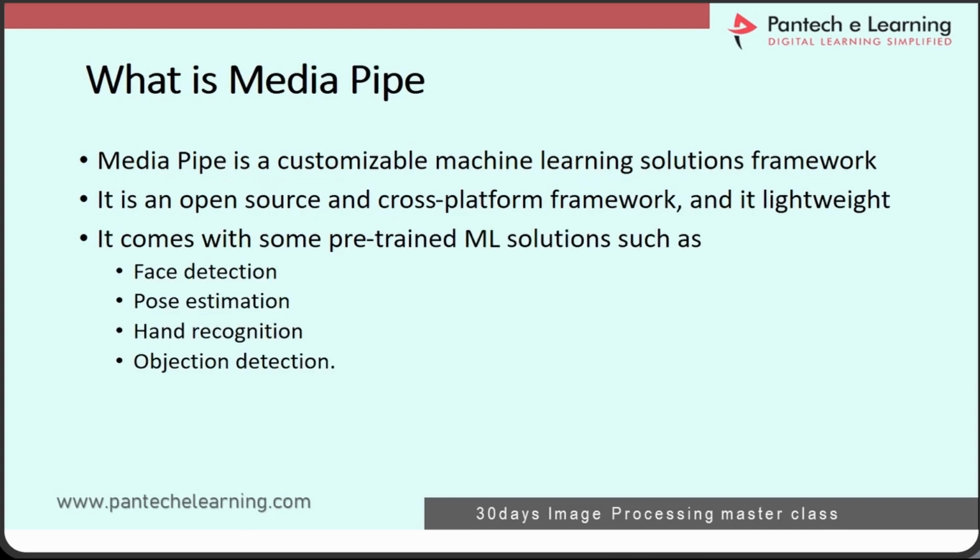So what is MediaPipe? MediaPipe is a customized machine learning solution and framework. That will be helpful for hand detection. Majorly it is an open-source, cross-platform, lightweight framework, and it comes with pre-trained machine learning solutions such as face detection, pose estimation, hand recognition, and object detection.